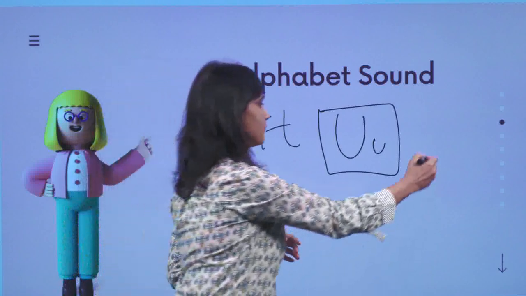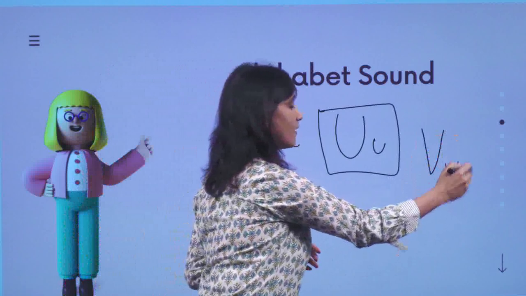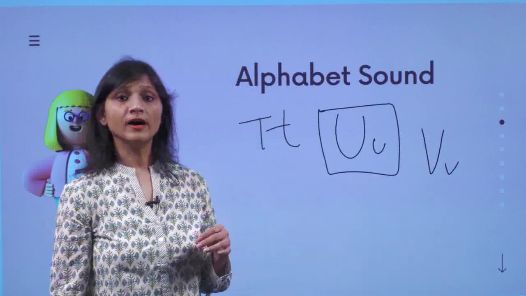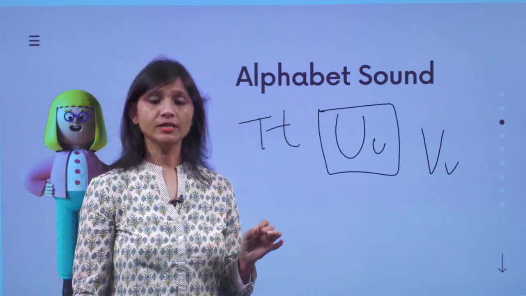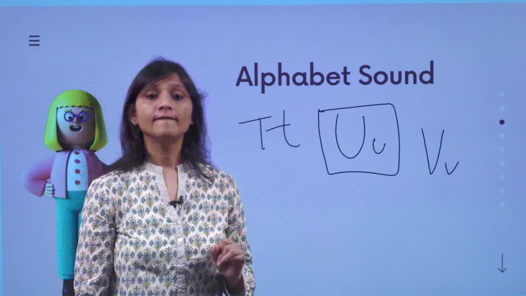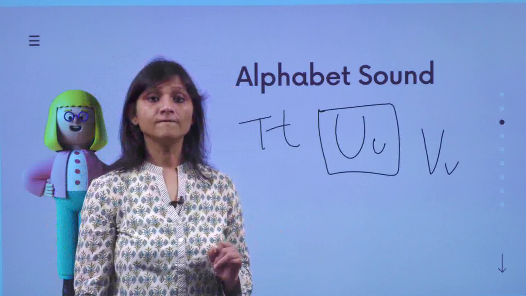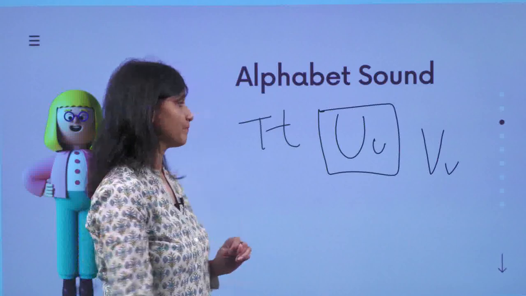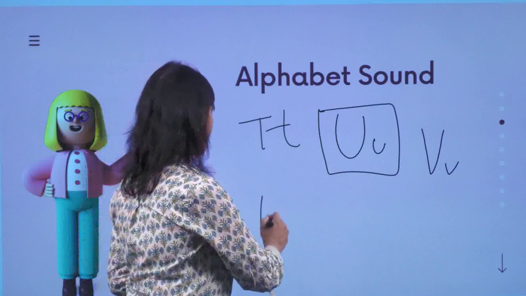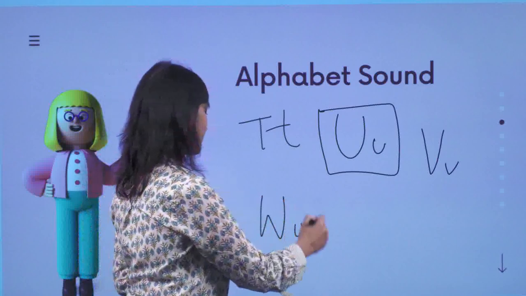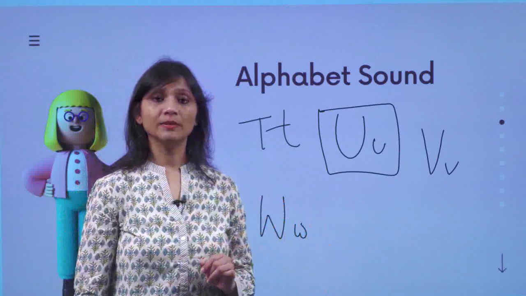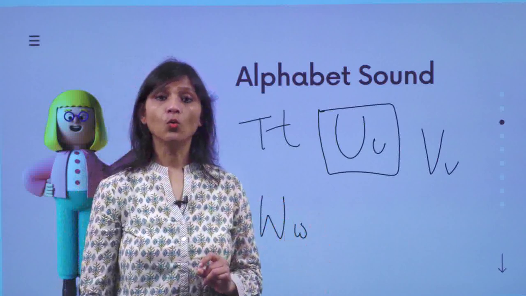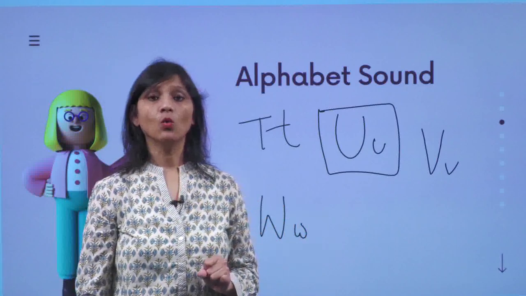Then we move to V. The letter sound is "vee," the phonic sound is "v." Van, vehicle. Then W. W, wind.